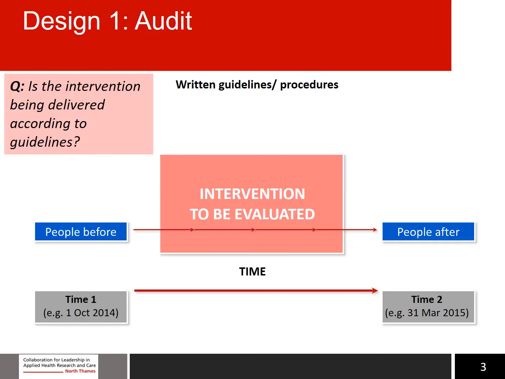One of the most commonly used types of evaluation is audit. Many of you will already be familiar with this, and as already covered in Block 1, in an audit we look to see whether or not an intervention is being delivered according to established guidelines. In other words, we compare what goes on inside the boundaries of the intervention, as represented by the box, with what should be happening according to preset standards.